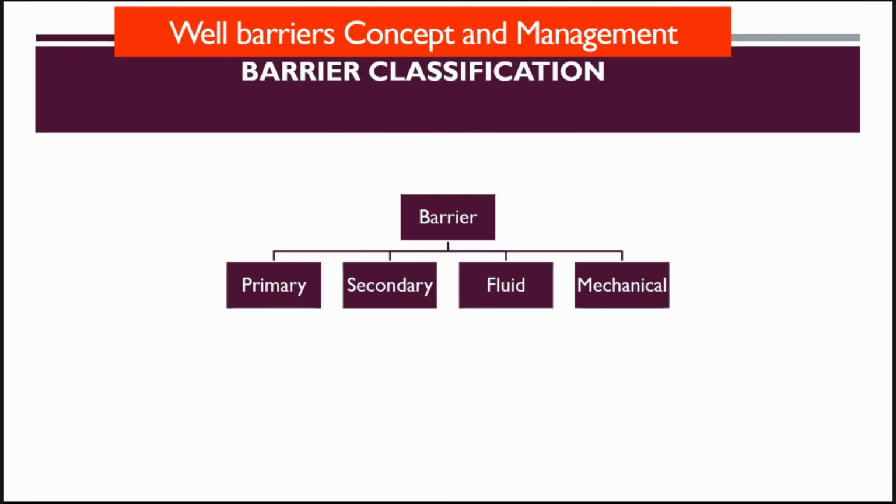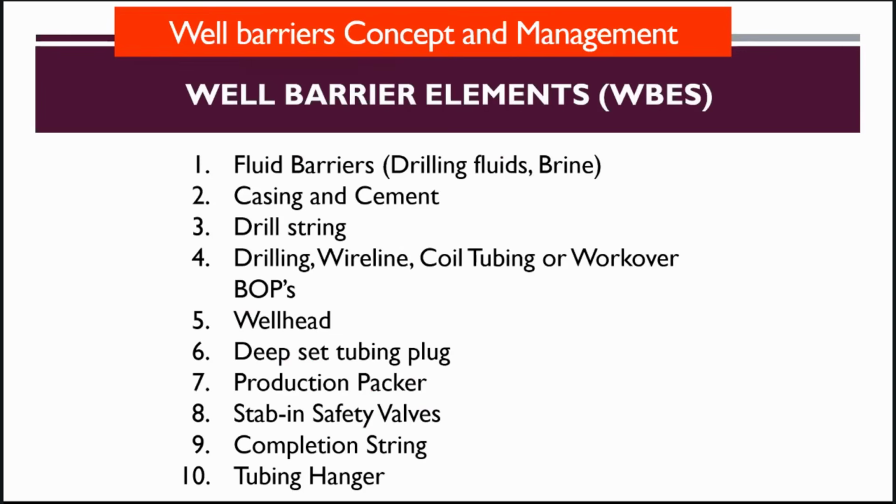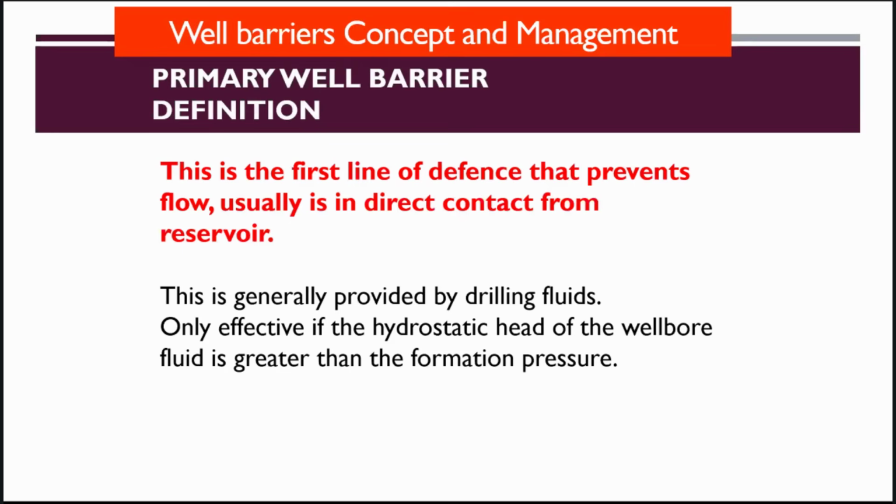So these barriers can be classified as primary barrier or secondary barrier. As we have seen, our mud is primary barrier, and our pressure control equipment, PCEs, are our secondary barrier. And it can be classified in terms of fluid and mechanical also. Fluid means if you are using any fluid like mud or water to control the flow, or if it is a piece of mechanical equipment like a blowout preventer or any safety valve, then it comes in mechanical.